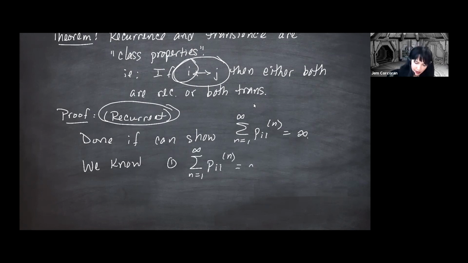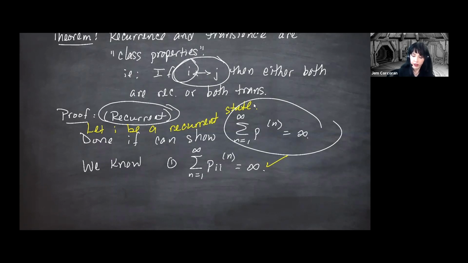So up here, I'm going to say, let i be a recurrent state. That's what gives us this result from the previous theorem. Because it's recurrent, we know that sum is infinite, that we go from i to i in n units of time. When we sum those up, we get infinity.